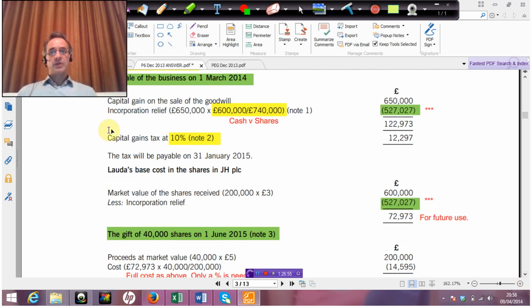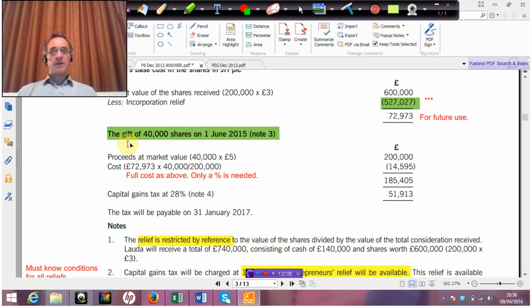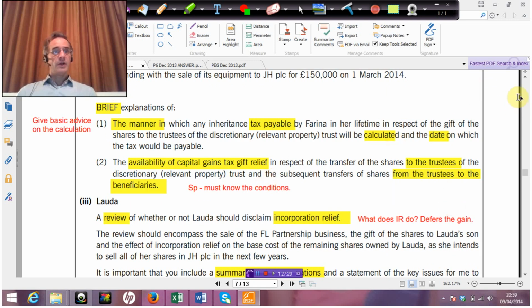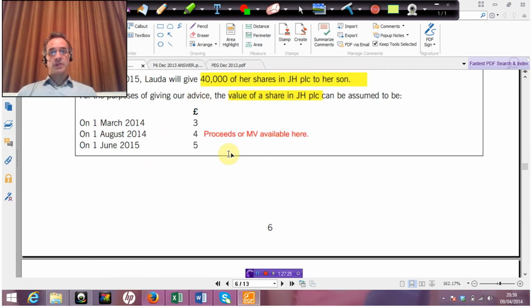The next thing that we do, and that really deals with everything up to the claim for the incorporation relief, but there is another transaction, and it's the one here. And what you'll see is that we have a gift of shares in June 15. I'll take you on to note 3 at the moment. Now, you remember in the question they gave us a series of market values at different dates, and the reason they did that, I just pointed out to you here, is to prompt us that these are going to be the proceeds, the MV, depending on what happens and when.